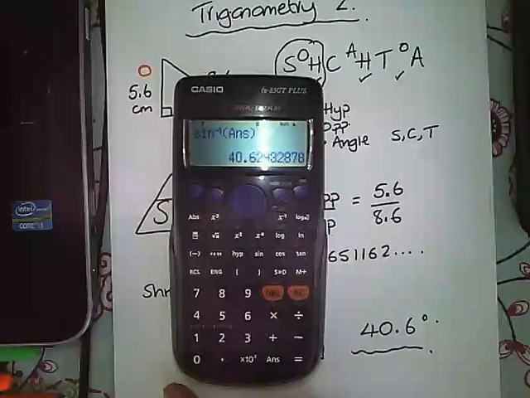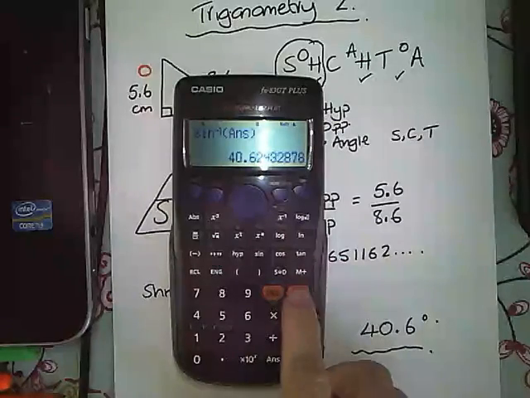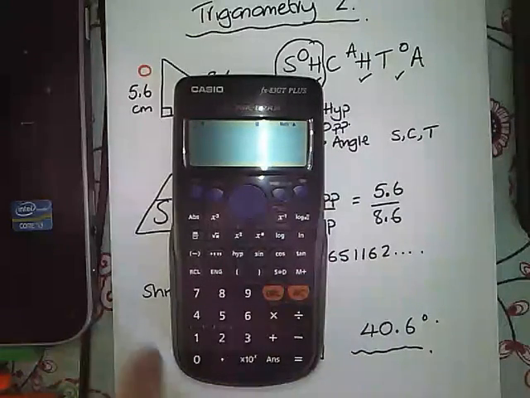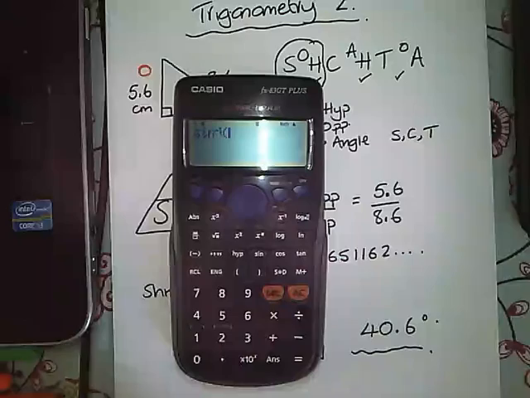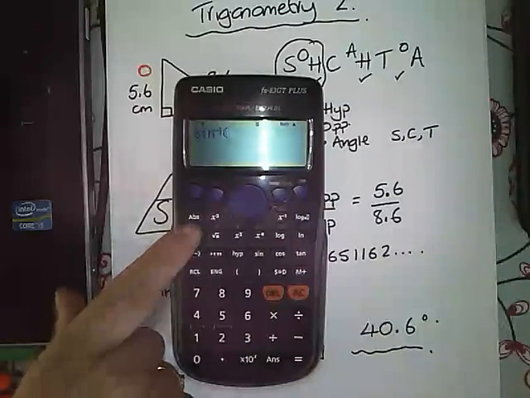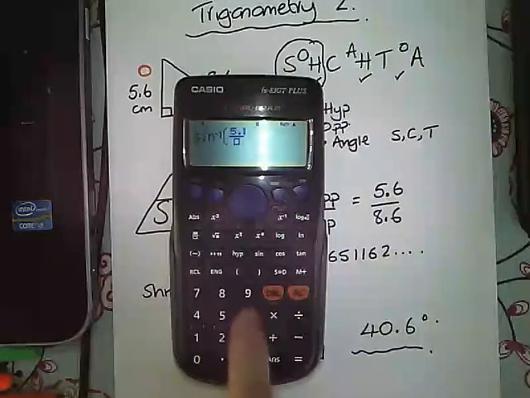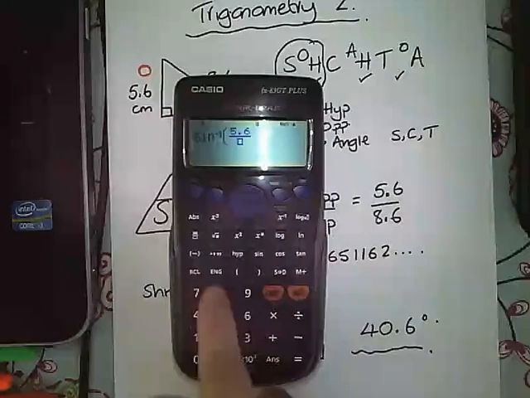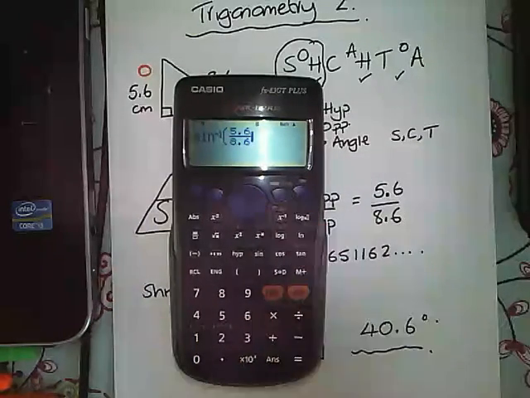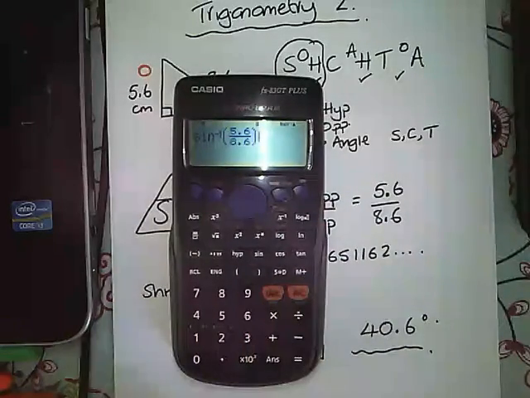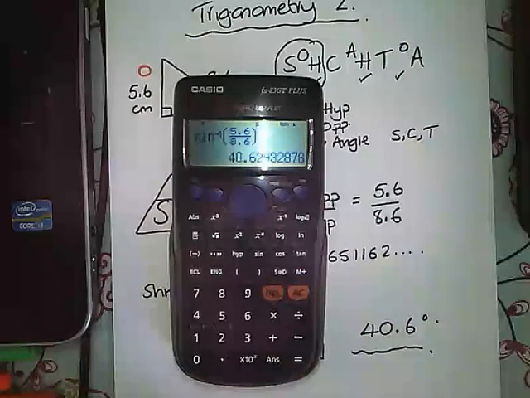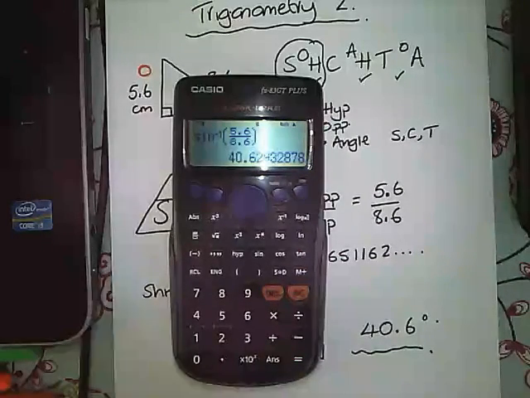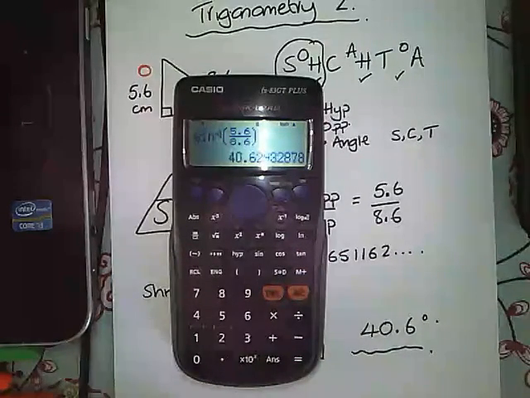Okay, or the other way I said of doing it was shift sine and then use the bracket and put 5.6 on the top, come down to the bottom over 8.6 and then close the bracket, and that will give us 40.6 as well. Okay, either way is perfectly correct, and then I just rounded it to one decimal place for the angle.